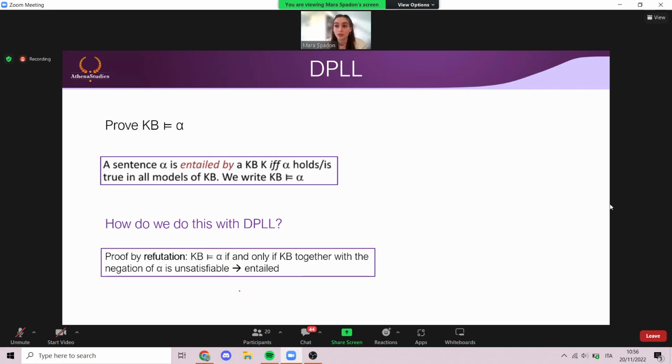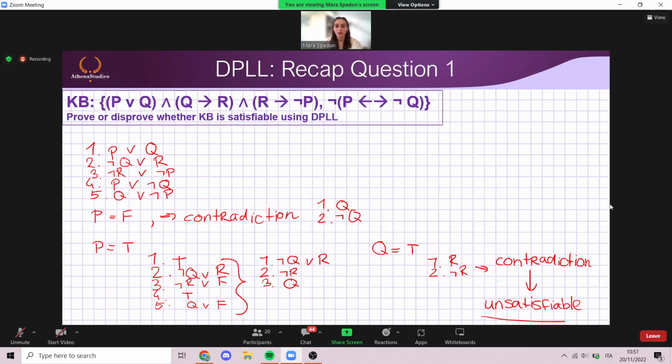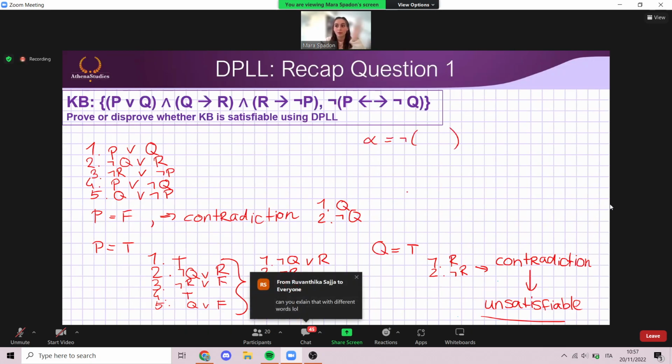Okay, so this is an extra step. I'm so sorry, there's an extra step. DPLL by refutation. So you have your knowledge base and you have your formula. And if you want to check, we do this exact same thing, but now we just have an alpha and we just take the negation of that and we apply the exact same thing.